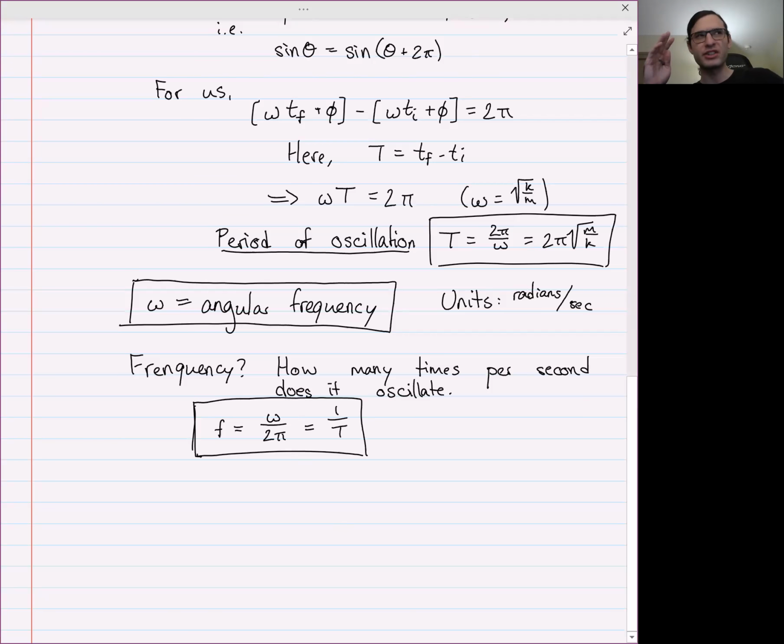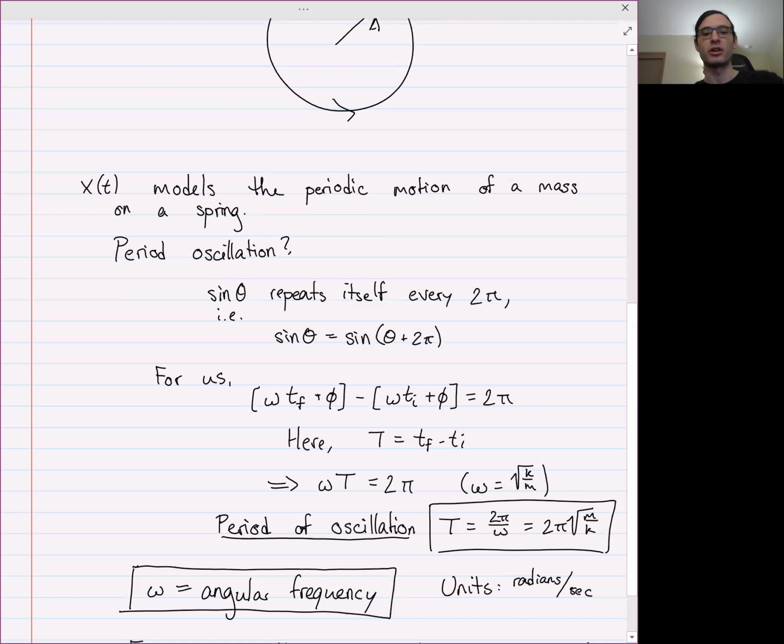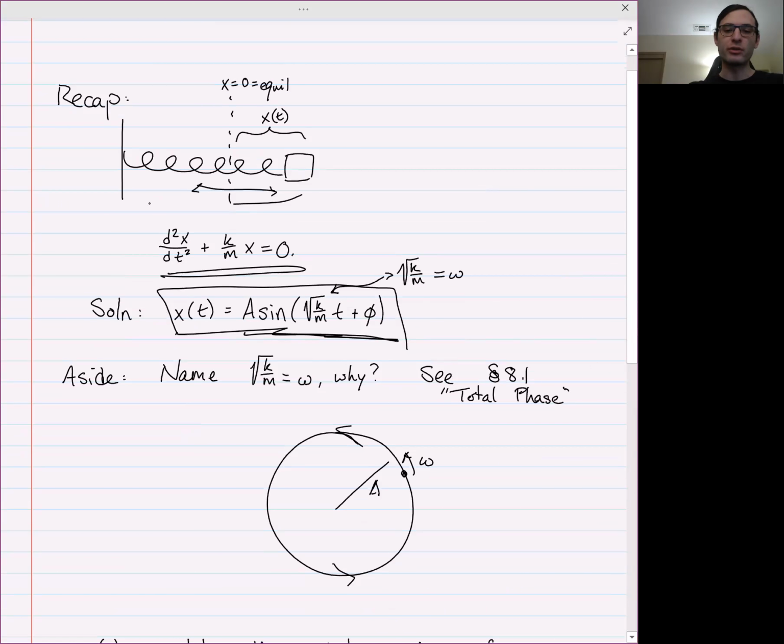So I just want to give one word of caution here. When I say repeating a cycle, that does not mean how long it takes to get back to where it started. Because if we look at the spring, it'll pass through the center point twice as it undergoes one period of oscillation, right? It'll be at this point when it's going left, and it'll be at this point when it's going right.